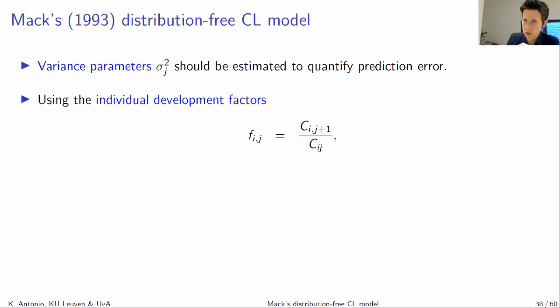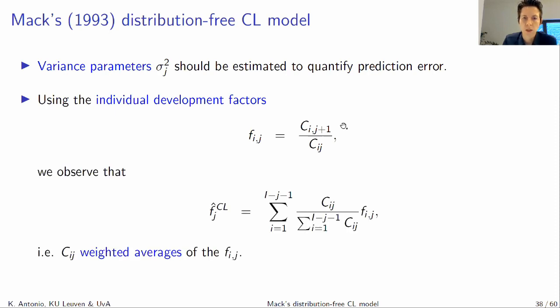Whereas the original chain ladder development factor took the sum of the red guys divided by the sum of the blue guys, now I just take one blue guy and one red guy, and I take their ratio. That's what I mean here with the individual development factor. Then if I look at these individual development factors, I can see that my chain ladder development factor is in fact a weighted average of the individual development factors. And the weights that I'm using are these C_ij, the cumulative paid amounts in development year j.